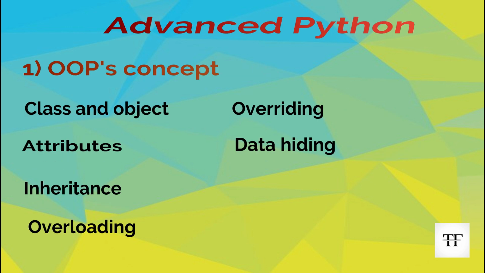Then getting into the advanced concepts of Python, we will be learning with OOPS, object oriented programming, that we have in Java as well. So in that we will have class and object concept, attributes, inheritance. Then we have overloading, overriding and data hiding. These all concepts we will cover under OOPS concepts.